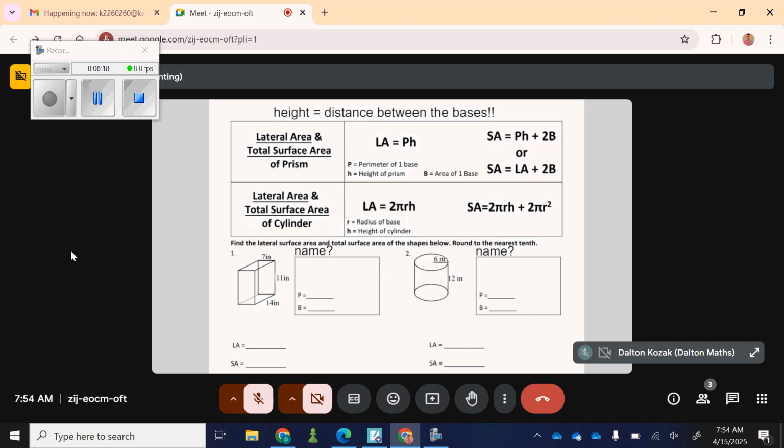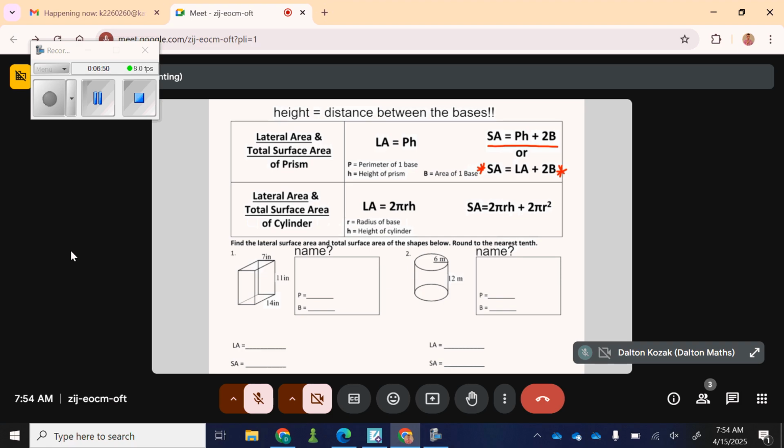So surface area you could write as, fundamentally it'll always be this. Okay, fundamentally this is your general equation for all prisms. So lateral area plus the area of both of your bases, 2b. Considering we just said the lateral area is perimeter times height, you could say that the surface area for a prism is P times H plus 2b.